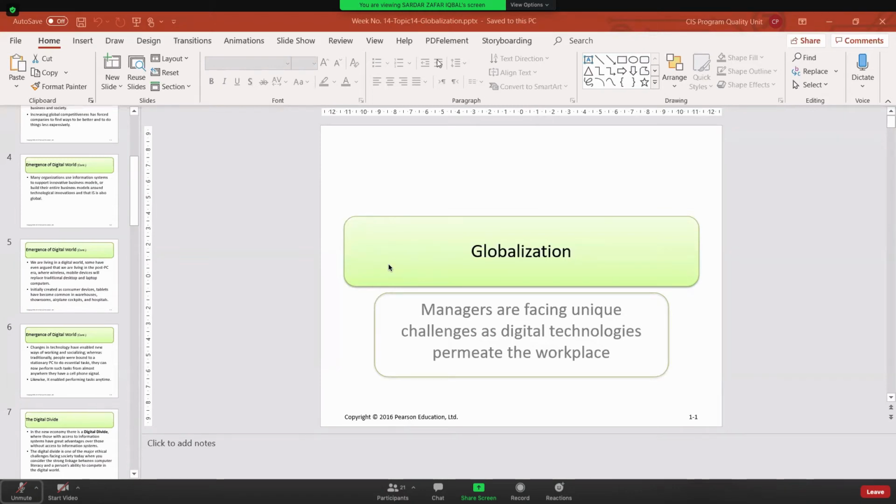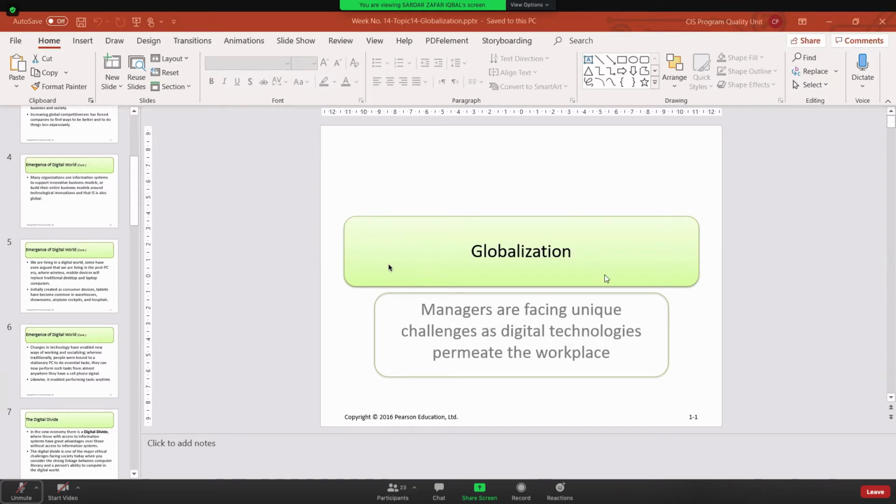Okay. So today we are going to start our last chapter for this course, which is globalization. So hopefully, after the completion of this chapter, you guys would be in a good position to understand what is information system and what are the components of information system. Throughout the semester, we talk about the different components related to the information system.